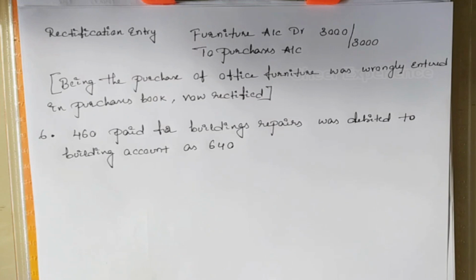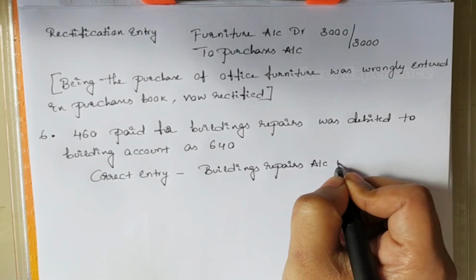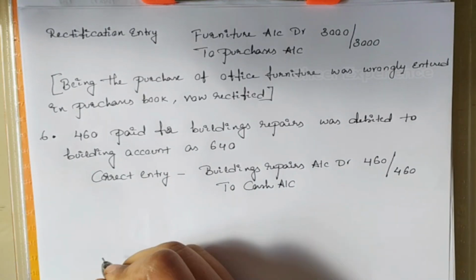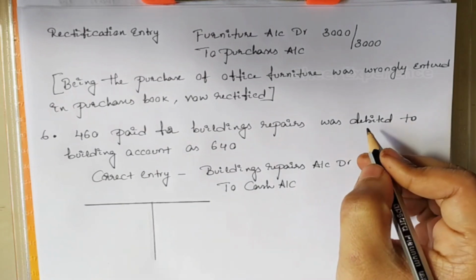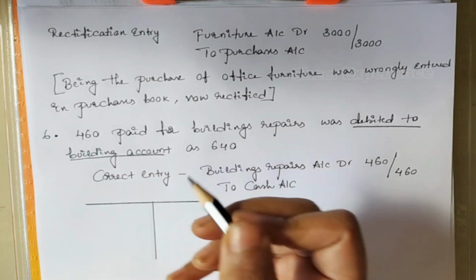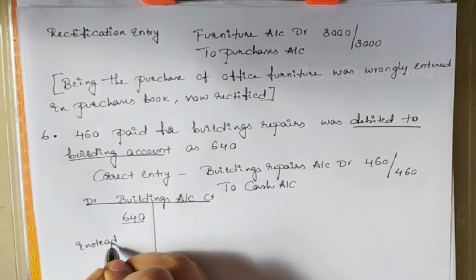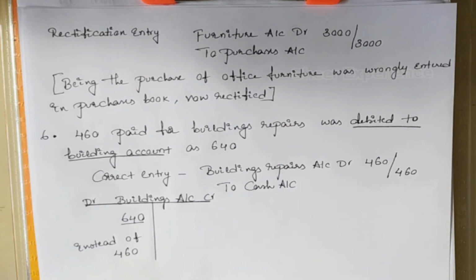Our next error is 460 paid for buildings repairs was debited to buildings account as 640. When we spend money on building repairs, the entry is building repairs account debtor to cash account. The amount is 460. But the error states 460 paid for building repairs was debited to buildings account instead of building repairs account. And the amount is 640 instead of 460. Here we have two errors. One is wrong account and another one is wrong amount. We have updated more amount. So we need to nullify the account with the difference amount.